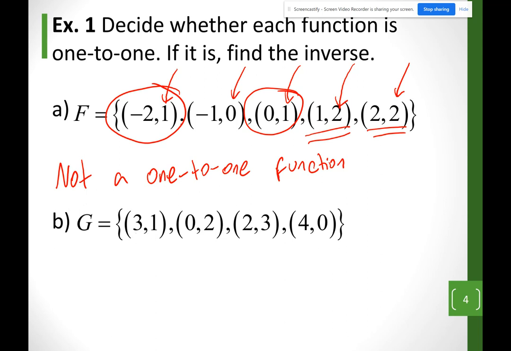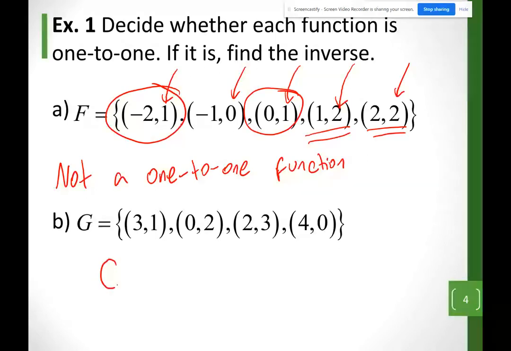Now that I know it's a function, how do I know it is a one-to-one function? I look at the y values. And none of them are used more than once. So now I know, yes, it is a one-to-one function. So if it is, find the inverse.